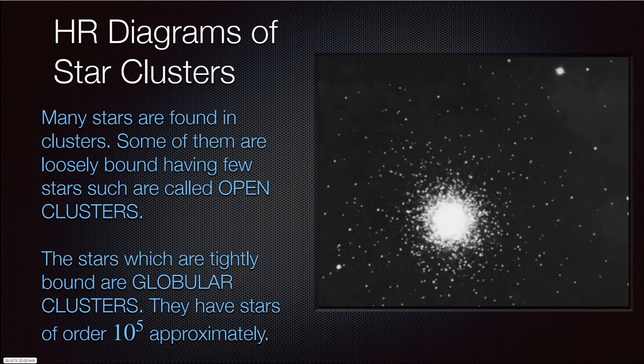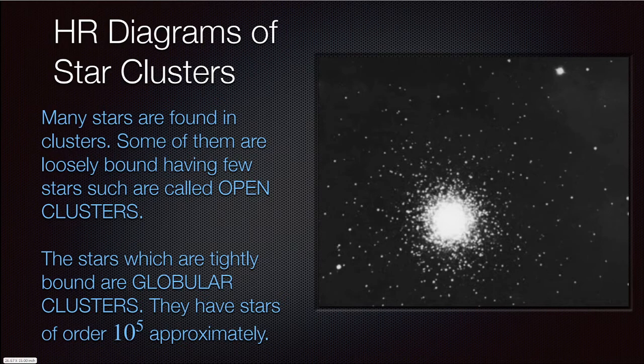Now, from a physics point of view, the globular cluster is more important to us, because we can believe that if they are tightly packed, they are born at the same time and are roughly at the same distance from us. So if they are tightly packed, their distances could be neglected. We can consider it as one system.